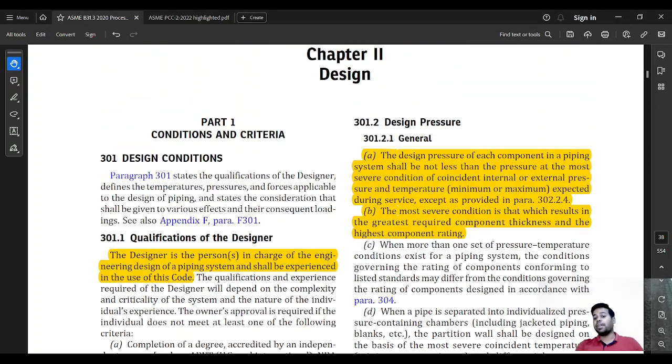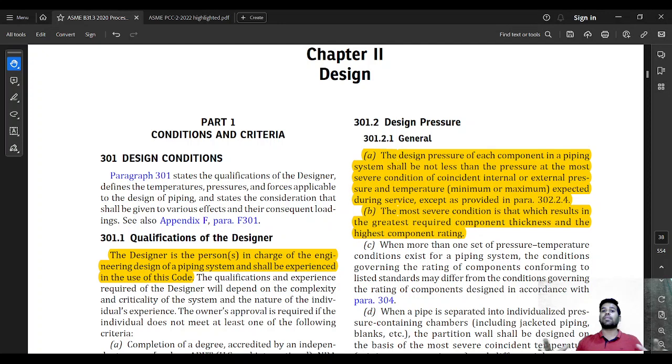Next is design pressure, one of the very important things for us. The design pressure of each component in a piping system shall not be less than the pressure at the most severe condition of the coincident internal or external pressure and temperature expected during service, except as provided in paragraph 302.2.4. That means the design pressure is basically an assumption. So design pressure is an assumption that a designer takes while designing the process piping system.